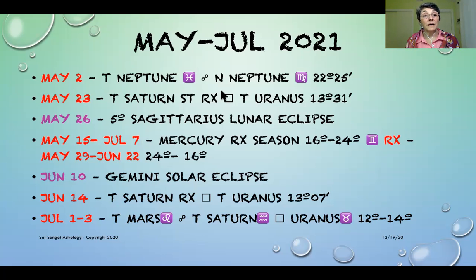And those events will be the transiting Saturn station retrograde square transiting Uranus, and that happens at 13 degrees 31 minutes on May 23rd. And that is very important because in Aquarius, again, the sign of communications, as I explained before. So this is the same themes that I already explained earlier in the video.